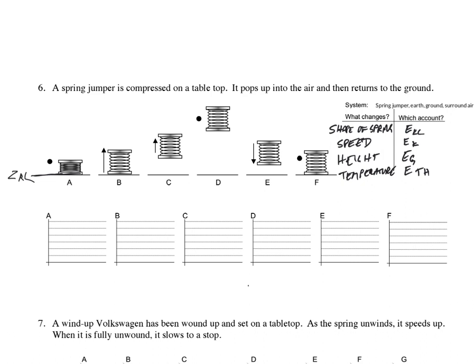Okay, so at A, let's think about our accounts. So we have elastic energy, we have kinetic energy, we have gravitational energy, and we have thermal energy. Okay, I hope you guys can read all that. Elastic, kinetic, gravitational, and thermal. And then we're going to do it again.